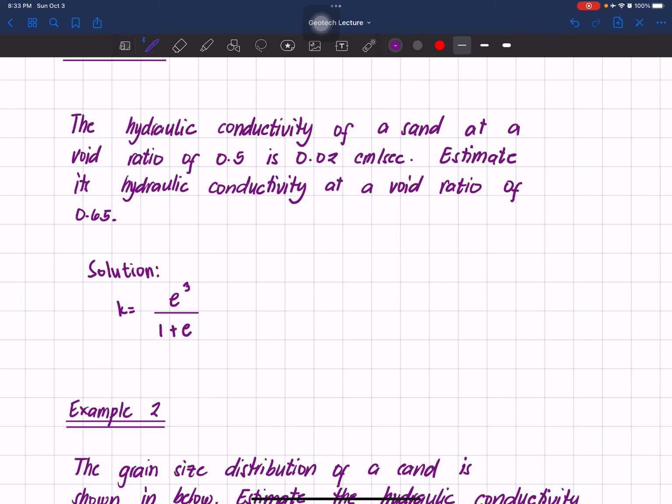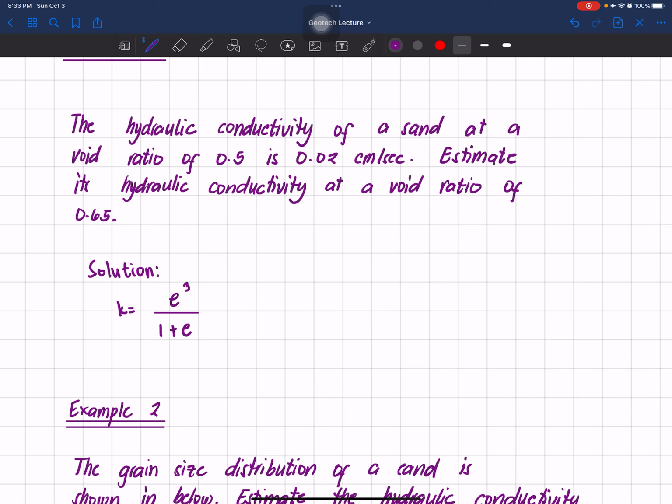Now, how are we going to estimate the hydraulic conductivity of the sand using this? Well, perhaps we can use ratio and proportion, because we were already given a void ratio at first: at a void ratio of 0.5, the hydraulic conductivity is 0.02. Since K is proportional to this void ratio function, we can use ratio and proportion. So, how are we going to get this?